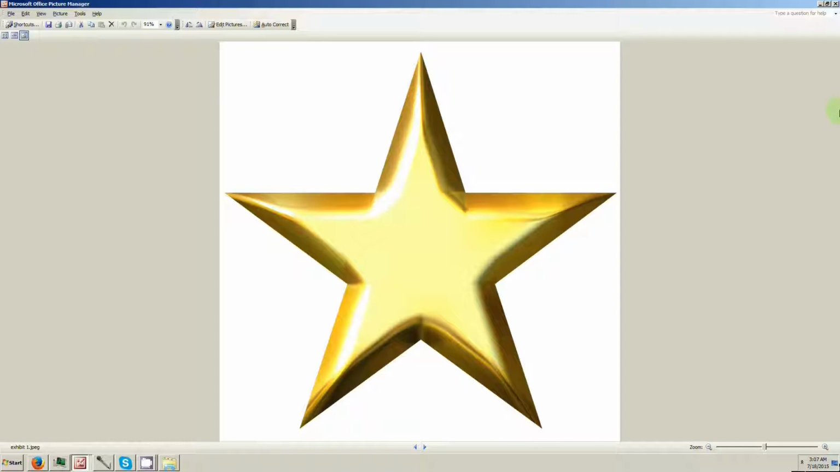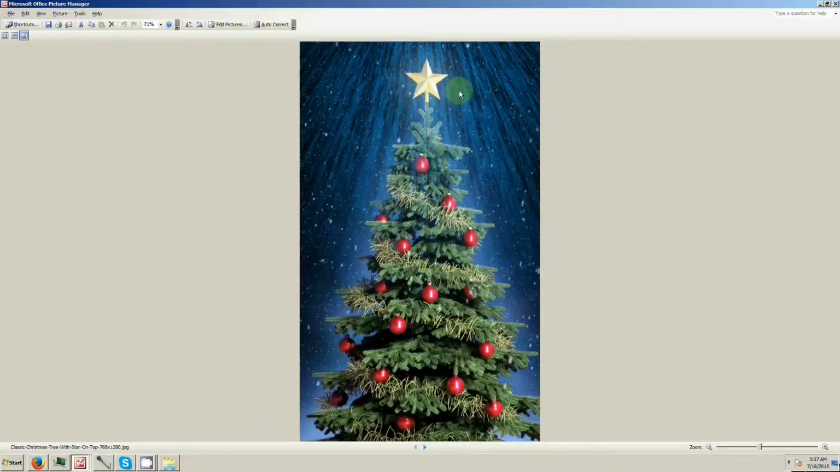We'll start with two questions. Where have we seen this symbol before? And when have we used it before? Think about it. What do we put on top of a tree every year for Christmas? That's right, the five-pointed star.